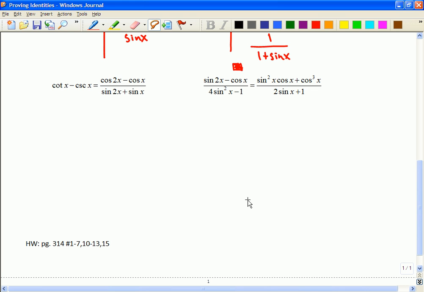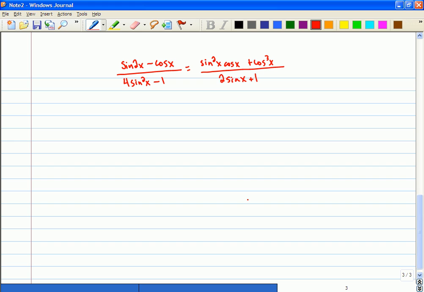Has anybody started this one yet? Okay, I'll give you some time then to work on it. Okay, so I'll do the last one here. If you're still working on it, you don't want to see how I'm answering it, just keep going with your head down.